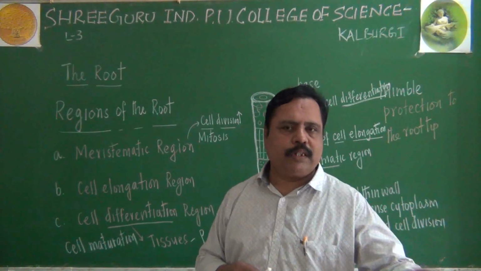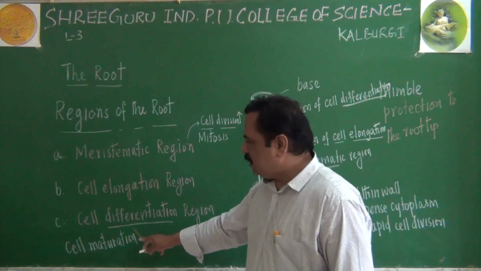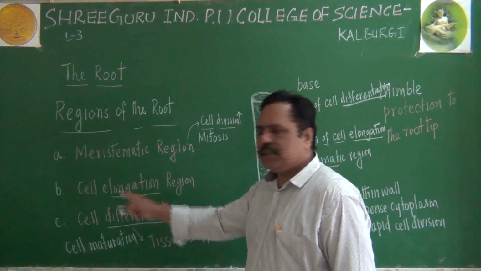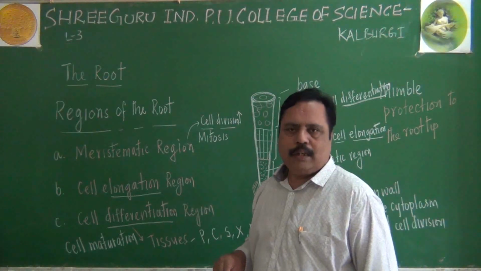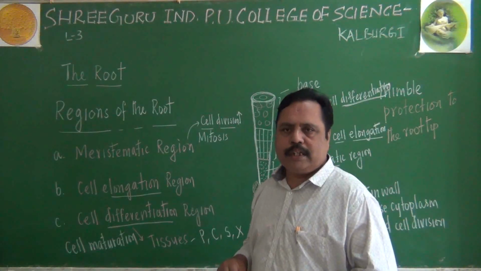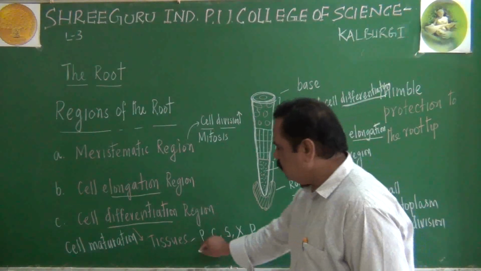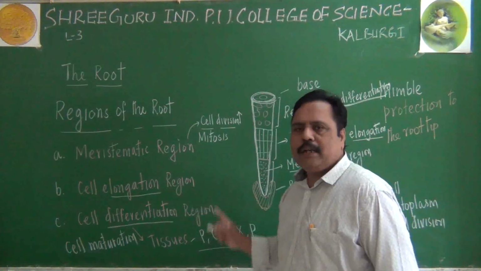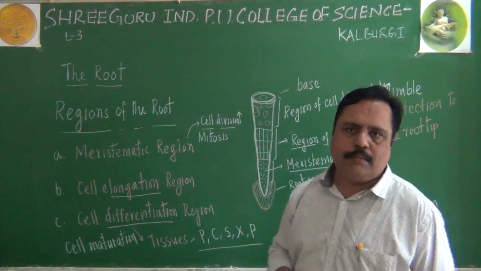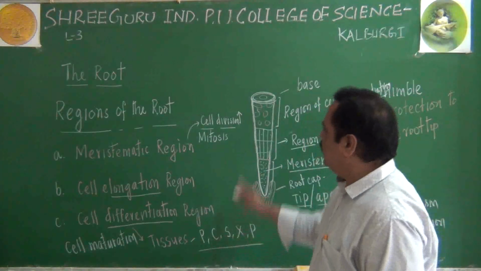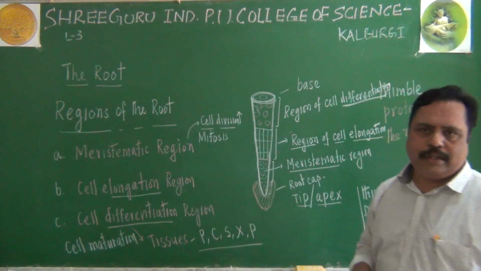Meristematic tissue is meant for cell division. But after cell division, they will undergo elongation. After elongation, they will undergo maturation. Due to maturation, what do we get? We get permanent tissues. What are the permanent tissues? Parenchyma, collenchyma, sclerenchyma, like that. So they will become differentiated into various tissues of the plant body.